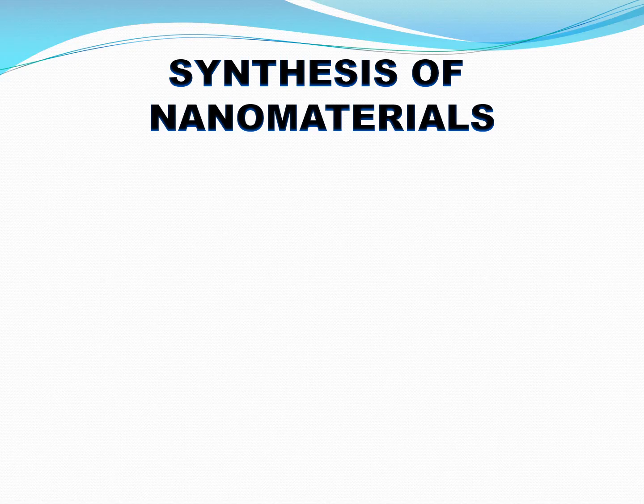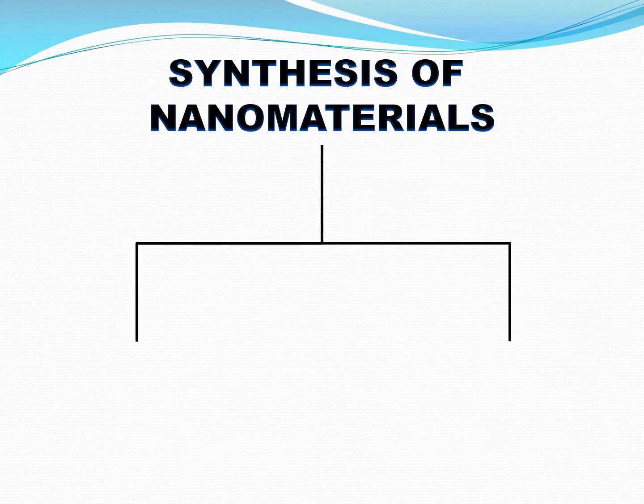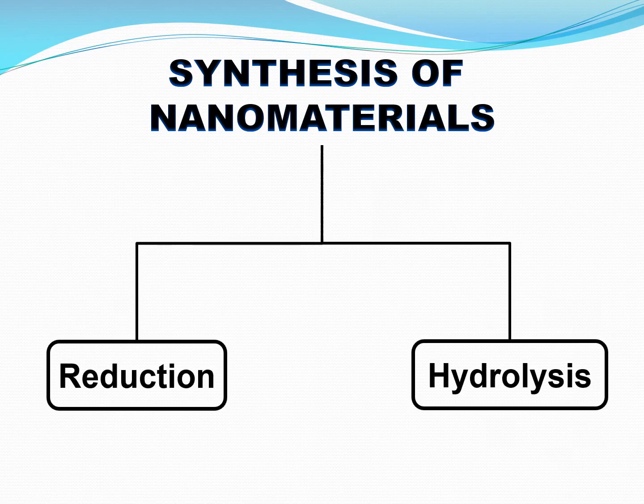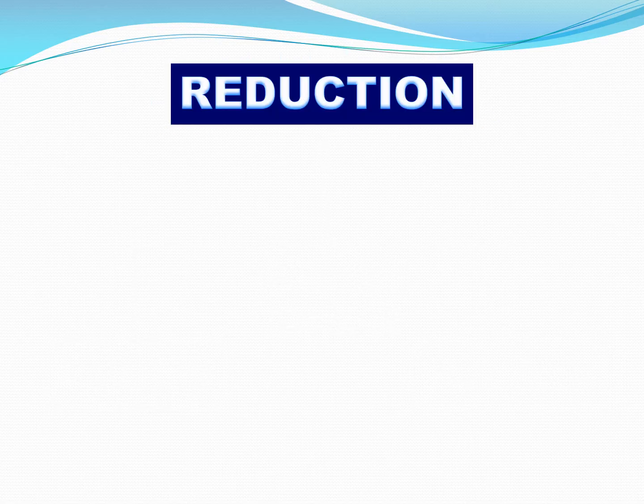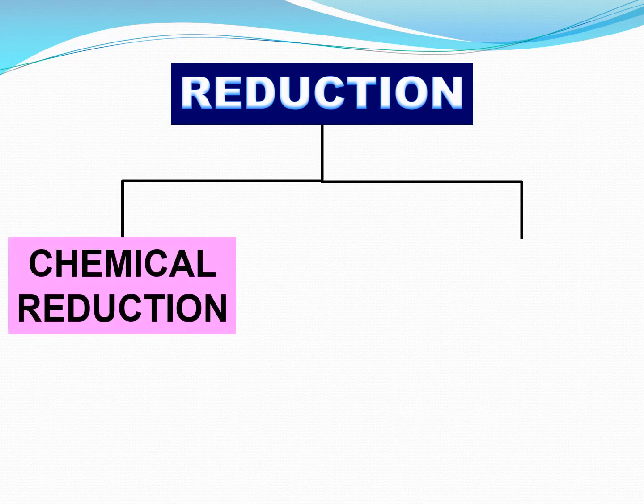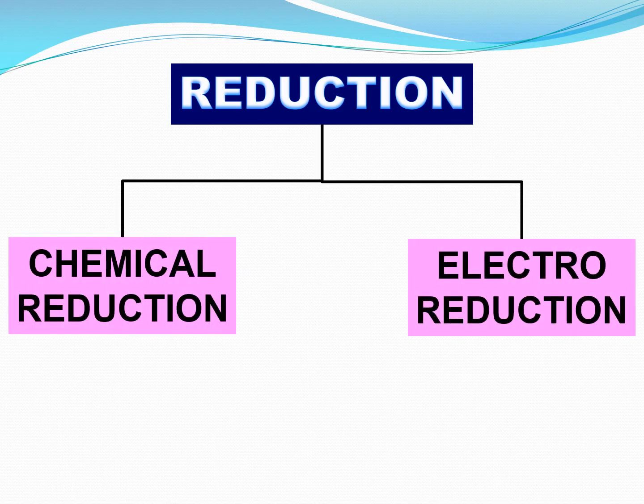Synthesis. How can we synthesize a nanomaterial? There are many methods for synthesis of nanomaterials. We will be dealing with two important chemical methods, that is reduction and hydrolysis. Let us see them one by one. In reduction, you are reducing a substance into a nanomaterial. Reduction can be of two types. One is chemical reduction, the other is electro reduction. Chemical reduction means reduction by adding chemicals, and electro reduction means reduction by passing electricity. So we can see that one by one.